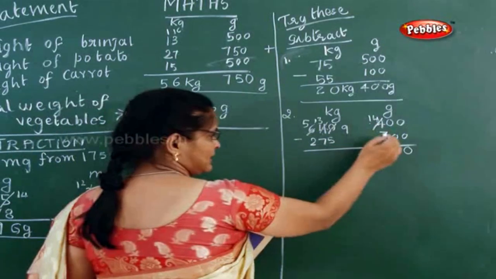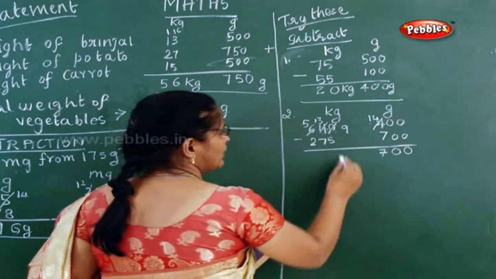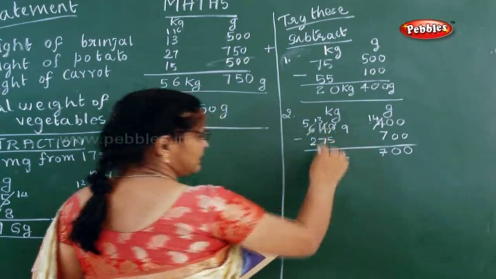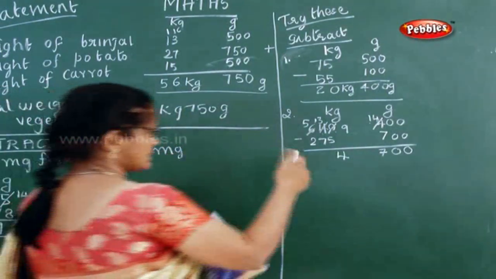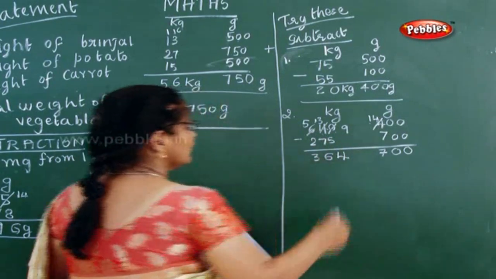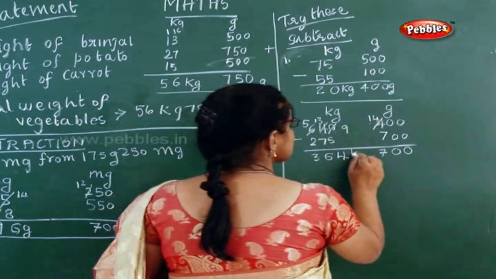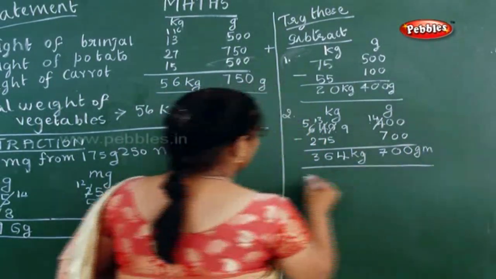So what is 14 minus 7? 7. And what is 9 minus 5? 8, 7, 6, 5, 4. What is 13 minus 7? 12, 11, 10, 9, 8, 7, 6. Now what is 5 minus 2? It is 3. Is it clear now? 364 kilogram and 700 gram. Is it clear now? Now the third sum.